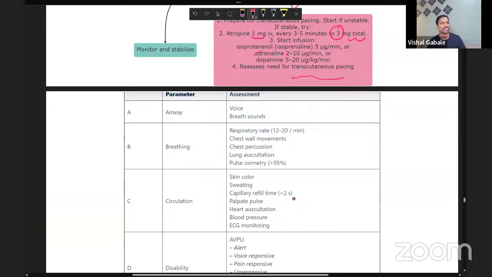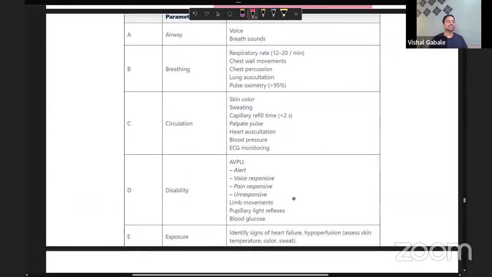We will discuss transcutaneous pacing, don't worry about it. We have two options. One is transcutaneous pacing, by which we place pads on the skin, and next is transvenous pacing, with the help of which we place a catheter through venous access and do the pacing. It is mostly done by the cardiologist, but transcutaneous pacing is something you should do. Airway, breathing, circulation, disability, and exposure is ABCDE.